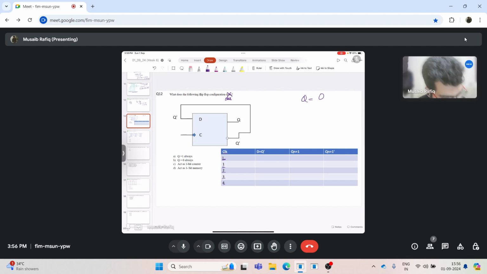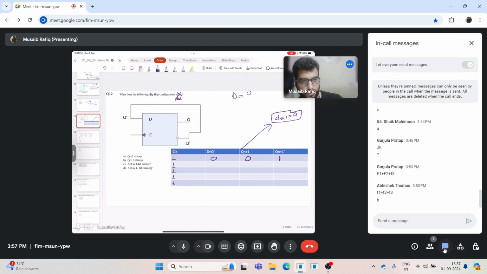So that implies q bar. Let us assume the first one was d equal to 0. Anyways, you can make any assumption. So we'll write 0 here. What will be Qn plus 1? Qn plus 1 will be 0 and Qn plus 1 bar will be 1. How am I writing this Qn plus 1 equal to 0? Can anyone tell me? How did I arrive at this conclusion?